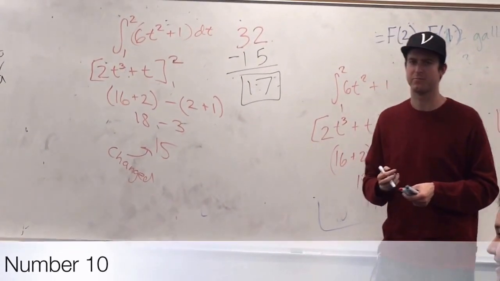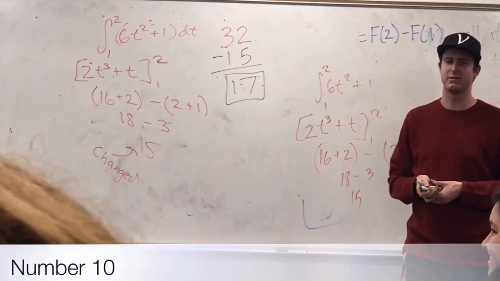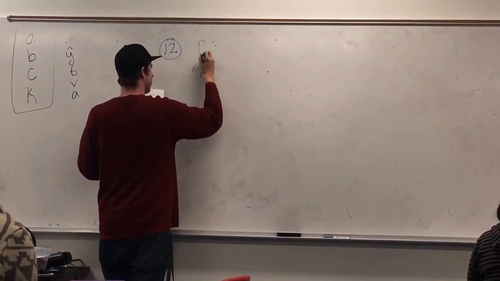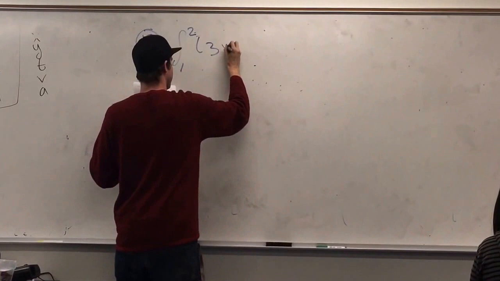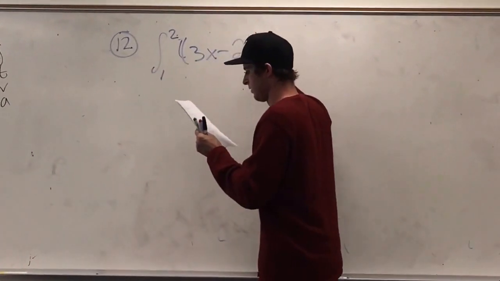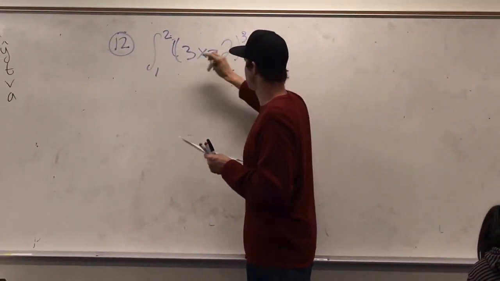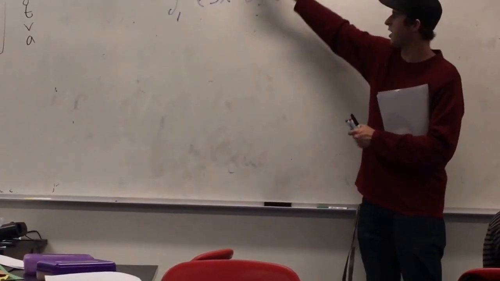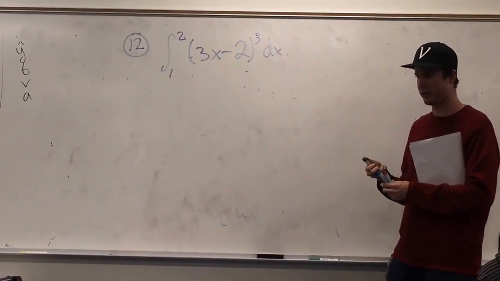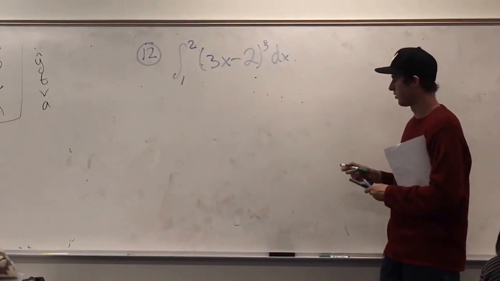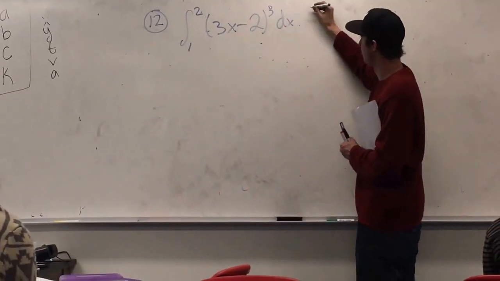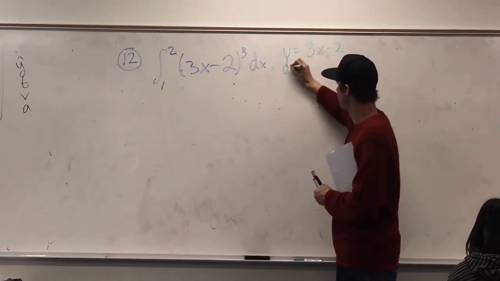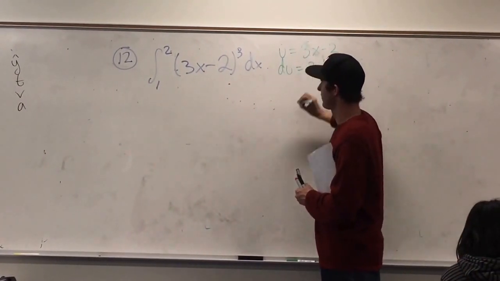Alright, so that is the final answer. Sorry. Number 12 was the integral from 1 to 2 of 3x minus 2 cubed dx. As soon as you see something like this where it's something other than x being cubed, you can know it's u substitution. So our u is usually the inside or the more complicated term. So u is 3x minus 2, du is 3 dx.